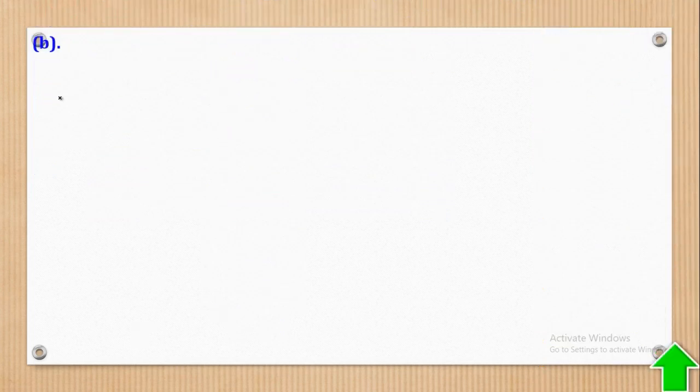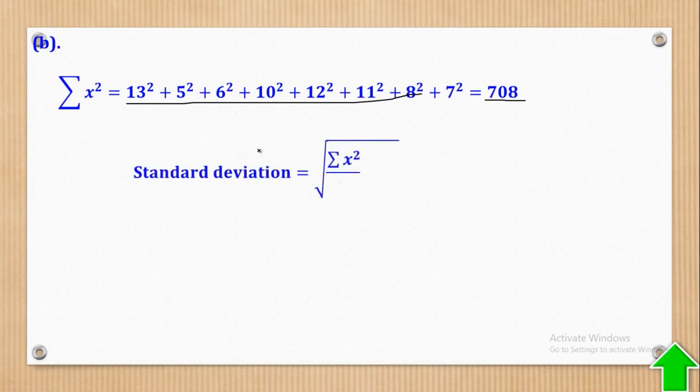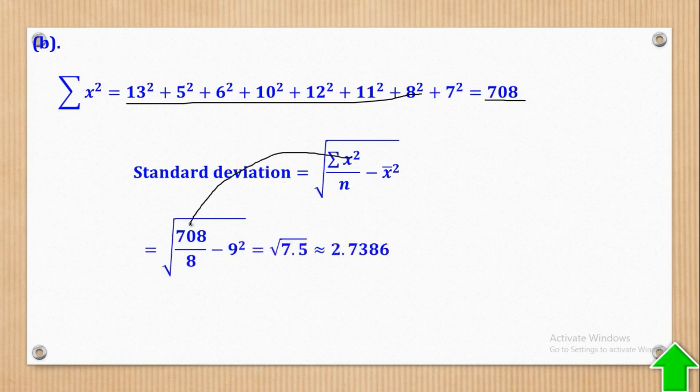So for standard deviation, you have to first get the summation of x squared. So summation of x squared will be equal to 708. Then I remember the formula for standard deviation is the square root of summation of x squared divided by n, minus the square of the mean. So I'll substitute. Summation of x squared is 708, n is 8, and the mean was given in the question as 9. So in the end I'll come up with 2.7386.